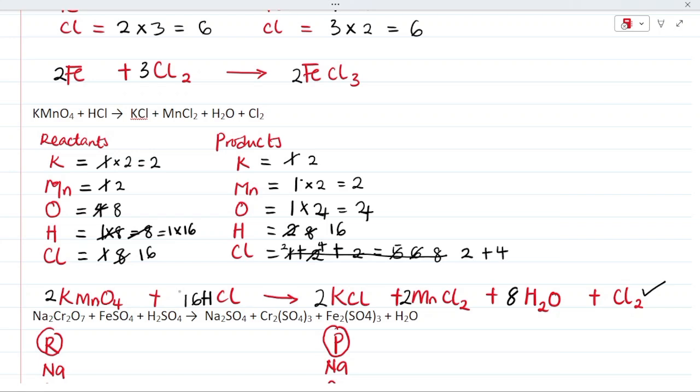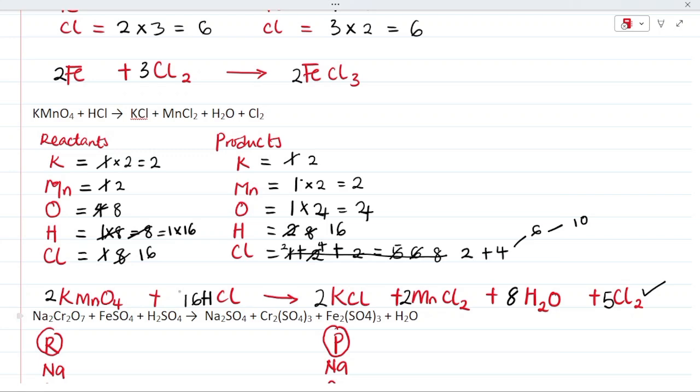That gives us 6. But we need 16. That means we have 6, but we need a balance of 10. So we can simply use this last chlorine that is standing alone to get the balance 10. So we just need to make this chlorine become 10. And how do we do that? It is currently 2. To make it become 10, you simply multiply by 5. And now it is 10.